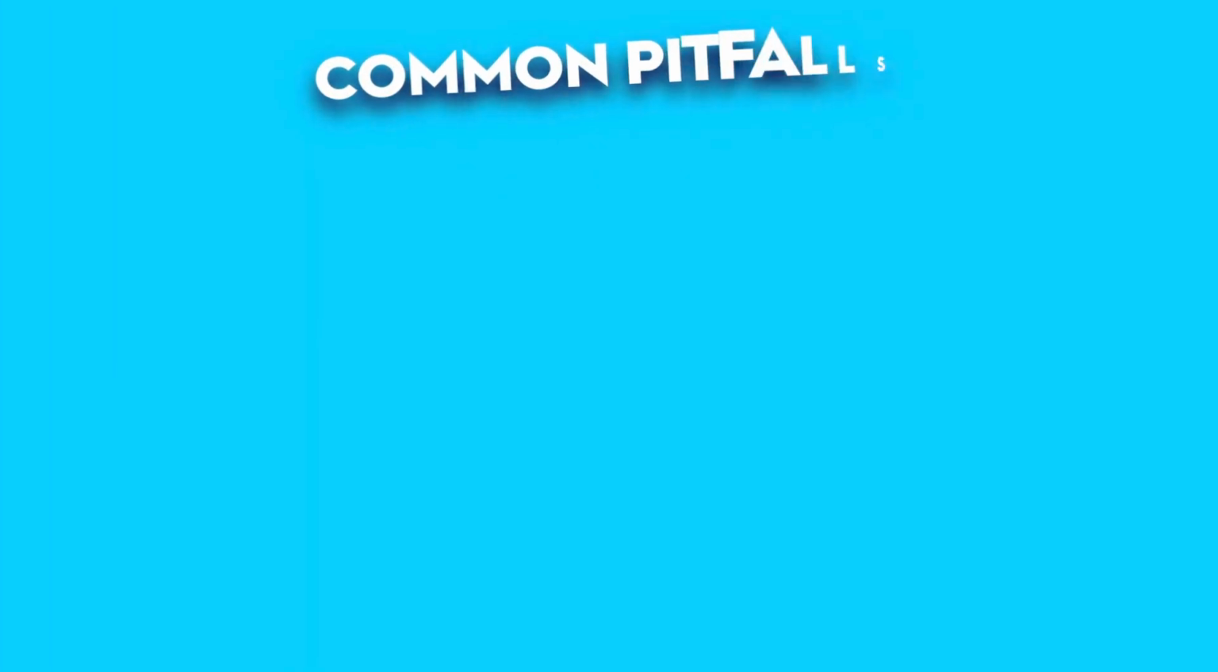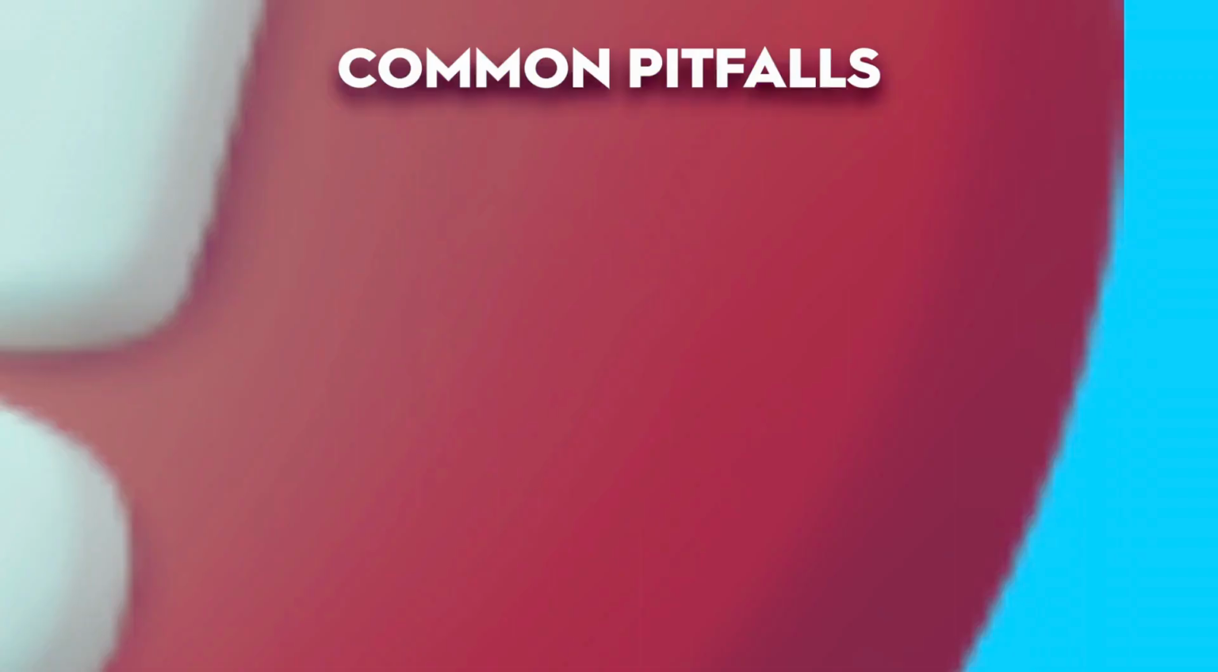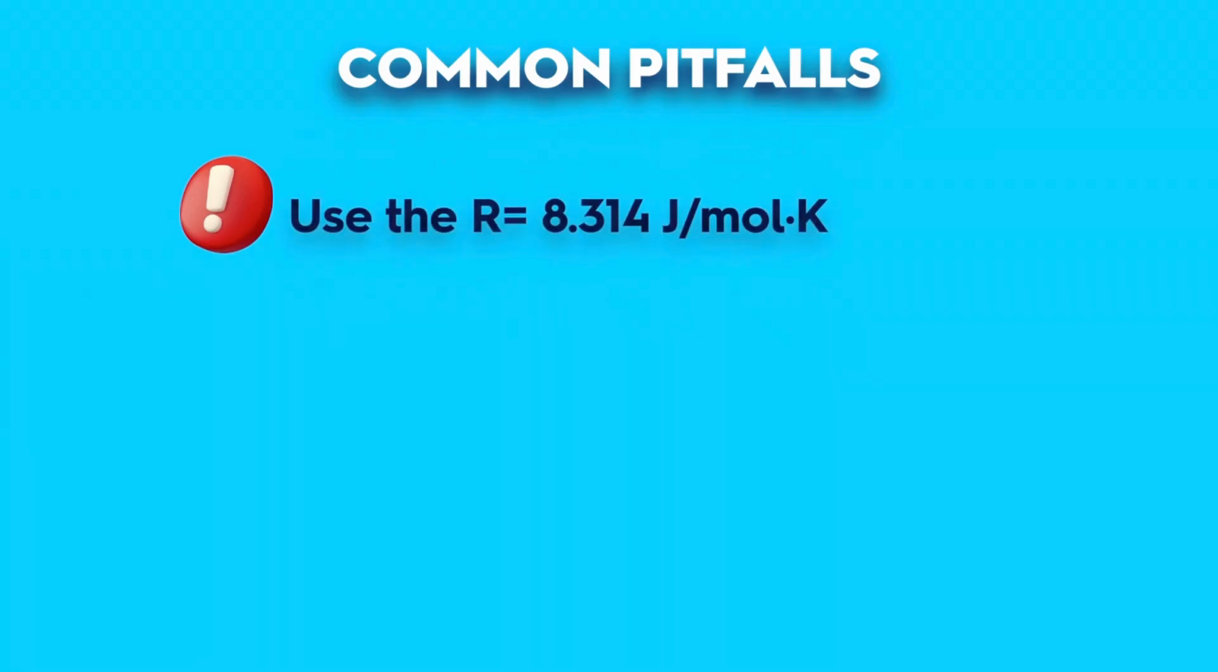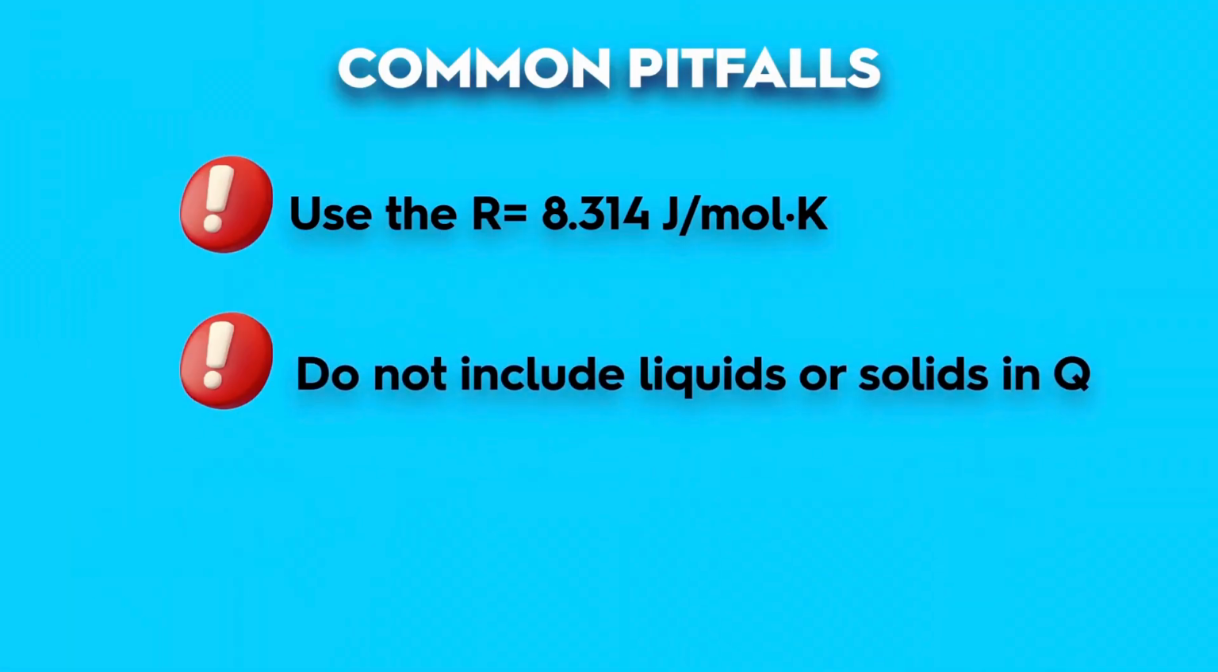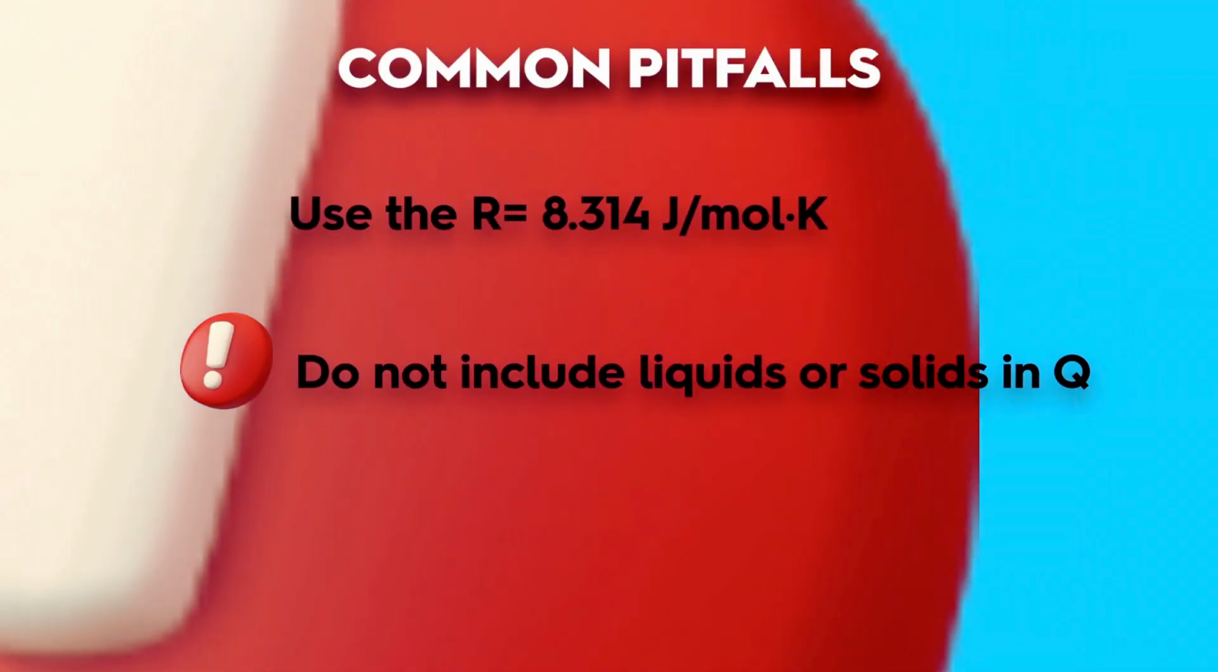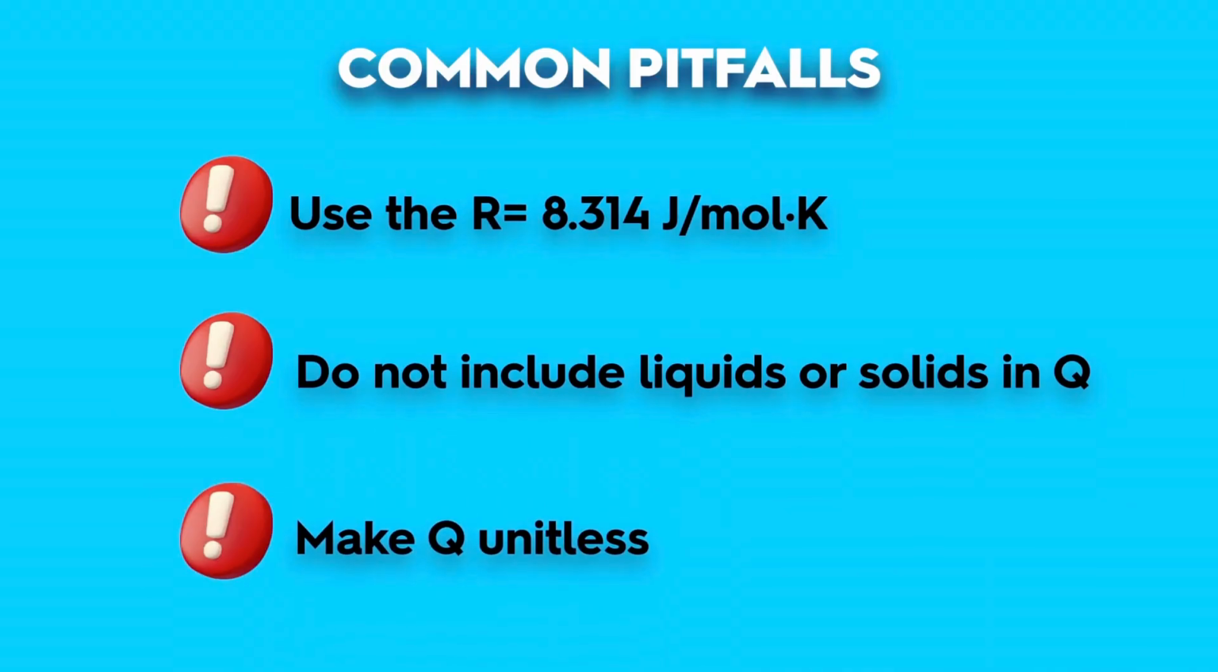Here are some common pitfalls. First, when you see natural log, use the 8.314 joule constant, not the gas constant in liter atmospheres. Second, do not put liquids or solids in Q. Third, always build Q so it is unitless.